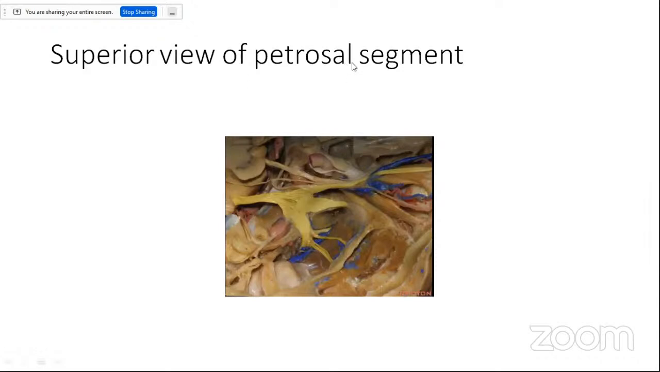This is again a superior view of the petrosal segment with much detail. The vessel is passing downward below the trigeminal nerve, and this is the trigeminal nerve with its divisions.